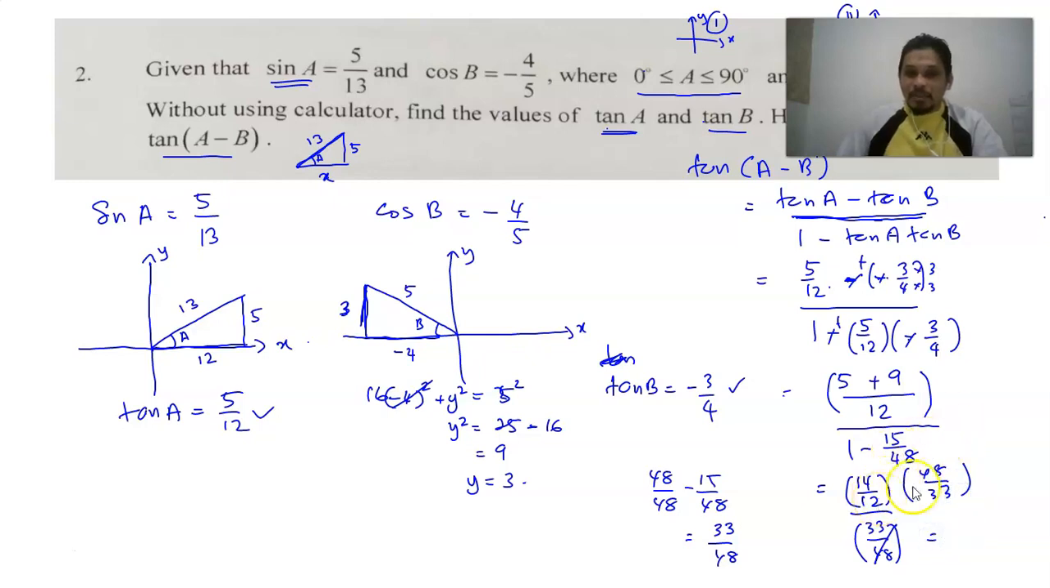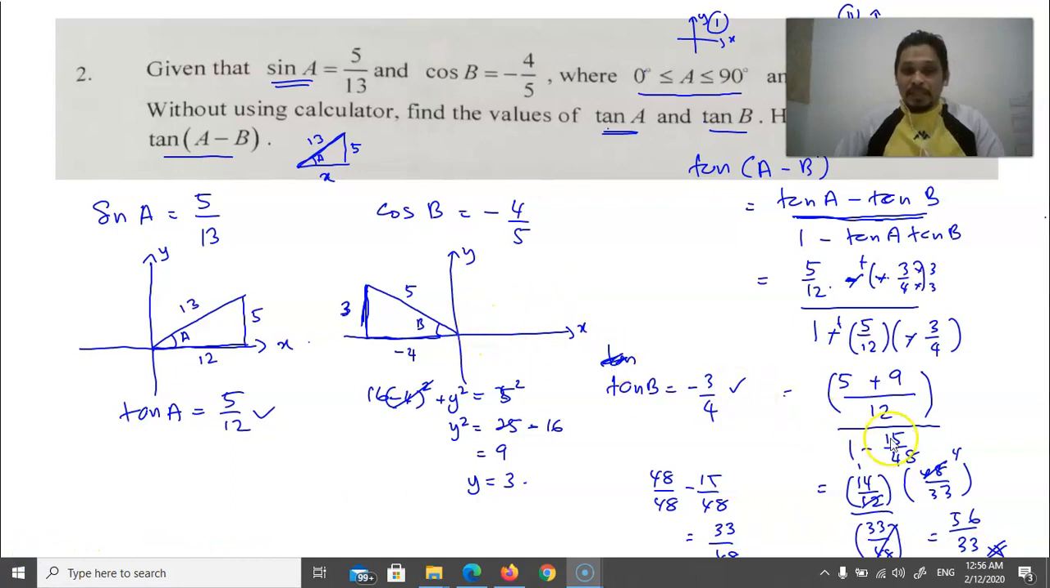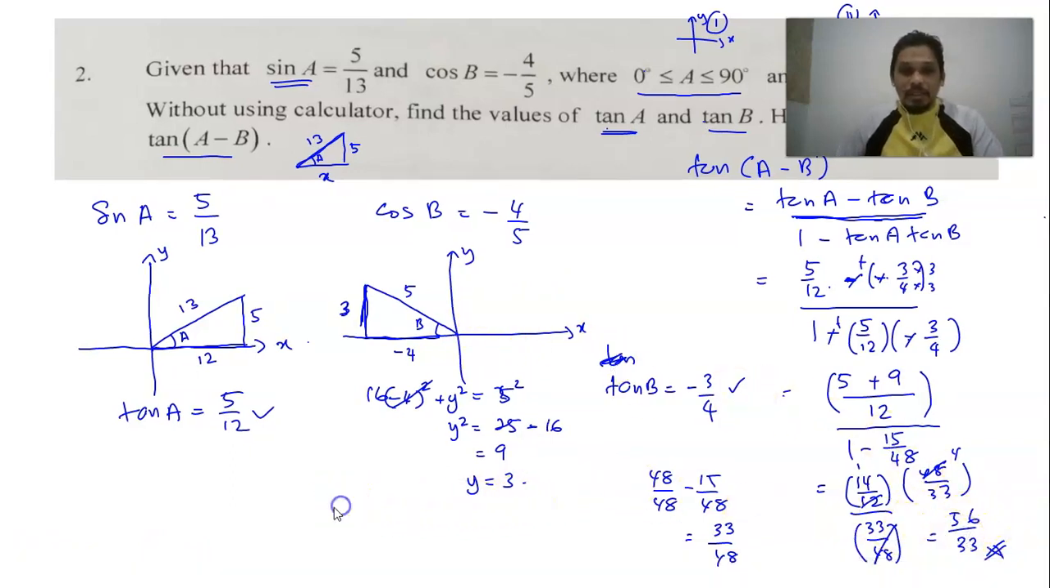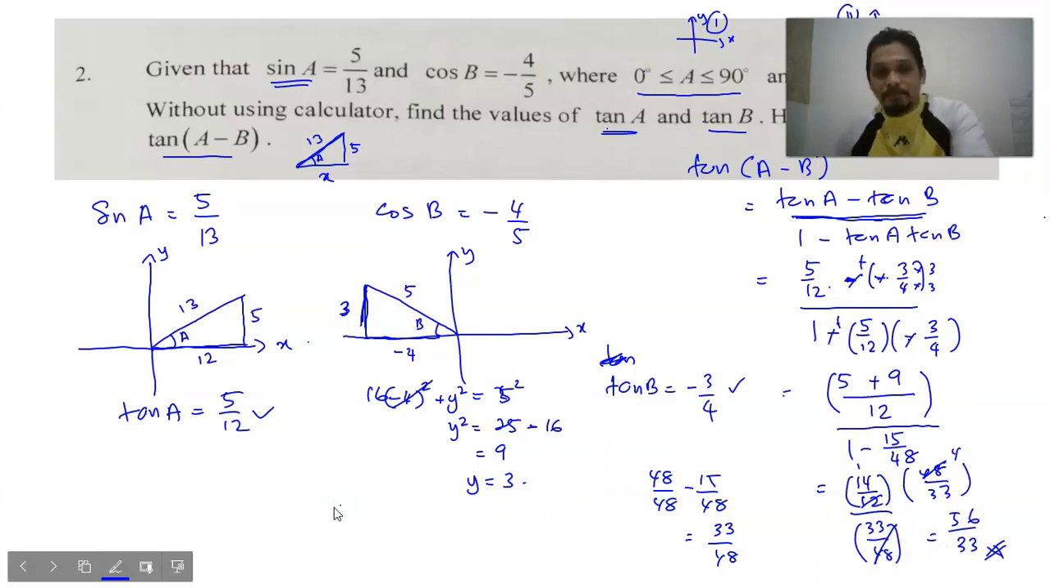Okay, so between 48 and 12, 12 times 4, and then 4 times 4 equal to 16, 1 times 4 plus 1 equal to 56 divided by 33. Okay, so this is the final answer then, 56 divided by 33. So let's move to the next question then.